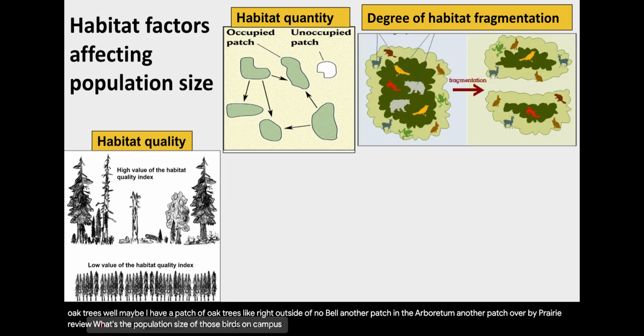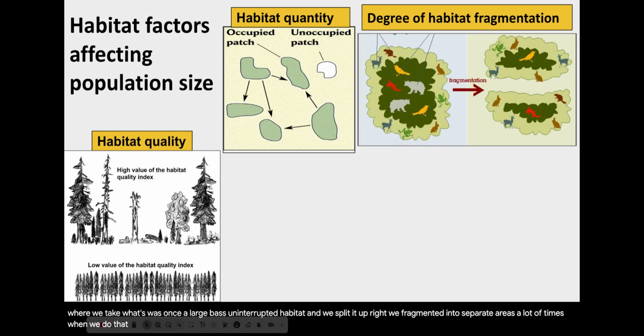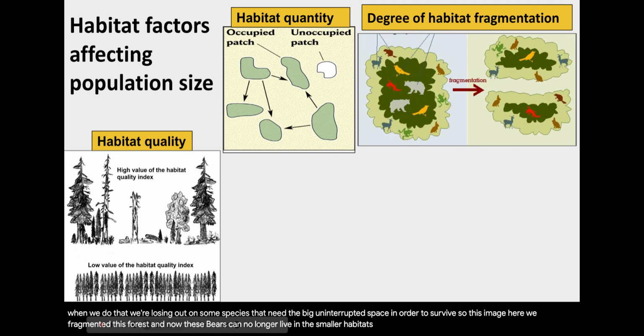How big those patches are, right? So the degree of fragmentation can influence the size of a population. Fragmentation is where we take what was once a large, vast, uninterrupted habitat and we split it up into separate areas. A lot of times when we do that, we're losing out on some species that need the big uninterrupted space in order to survive. In this image here, we've fragmented this forest, and now these bears can no longer live in these smaller habitats.